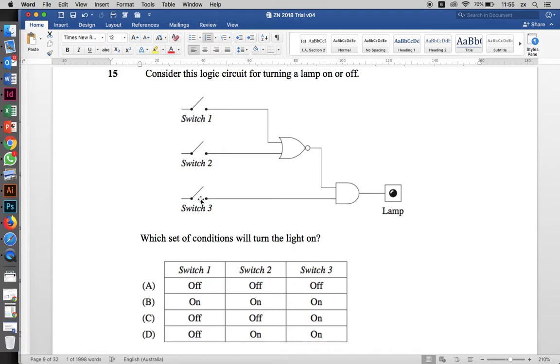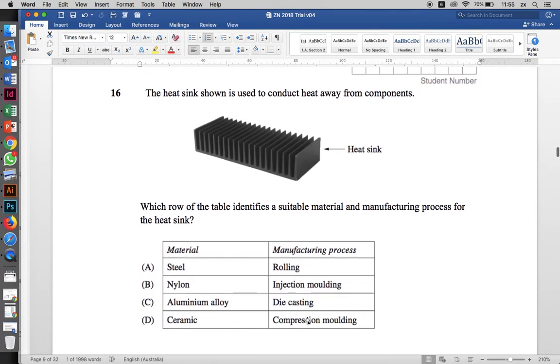If we close this one now, if we leave this one closed, we'd now have on, and that would be enough. So if we go off, off, on, let's look for off, off, on. That is C. Okay. This question, I don't like this question very much.